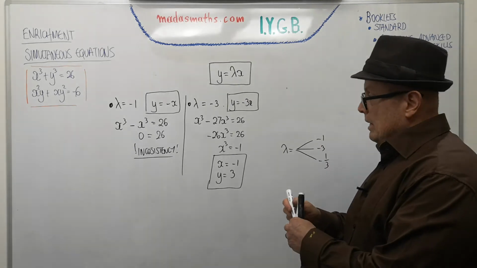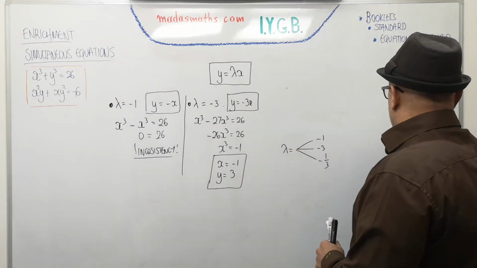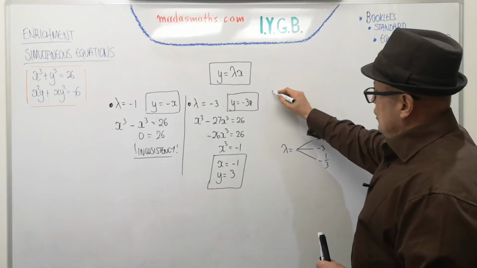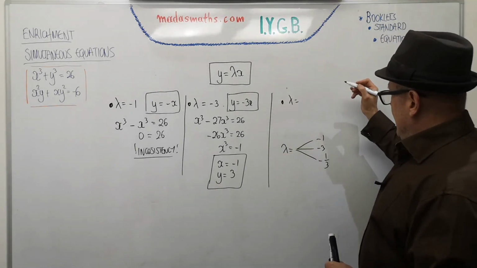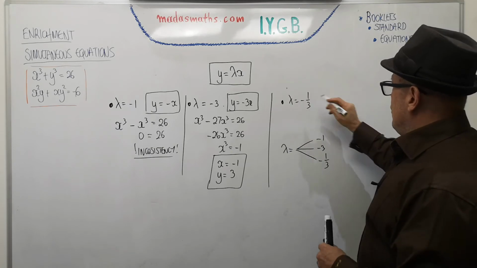So in fact, we haven't made any mistakes, so this is just clearly a problem. Okay, we're going to look at the third and final case. I'm going to wrap this up. So the final case is, of course, if lambda is equal to -1/3.